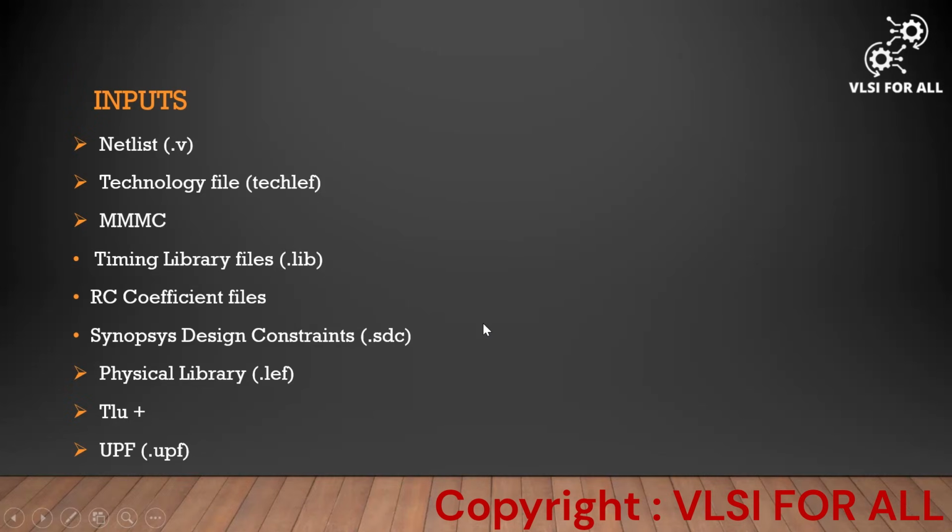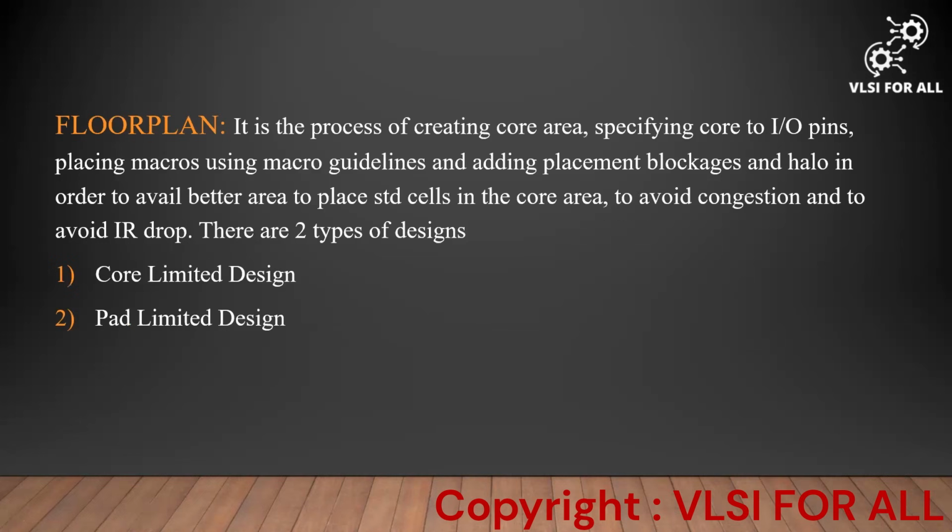After taking all the inputs, we again perform some sanity checks, and then we go for the floor plan. So basically, what is floor plan? What will we do in the floor plan? The floor plan is the basic stage of the PNR flow, where we create the core area and specify the pins, on which side they should be aligned, based on the hierarchy, the architecture level, and whatever guidelines come from the top level people. Likewise, we arrange the IO pins, and after that we arrange the macros based on the macro guidelines.